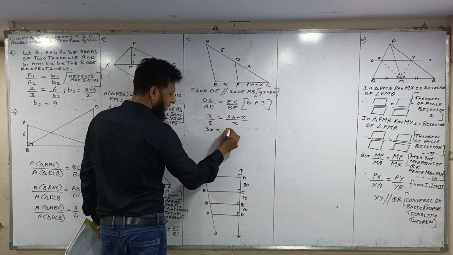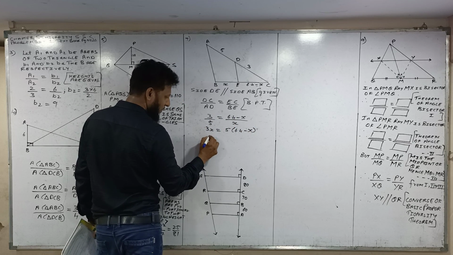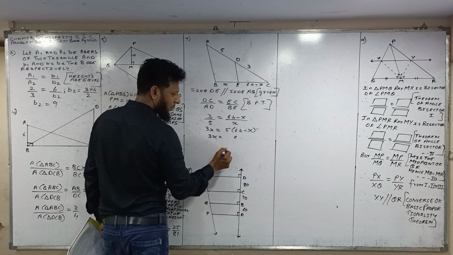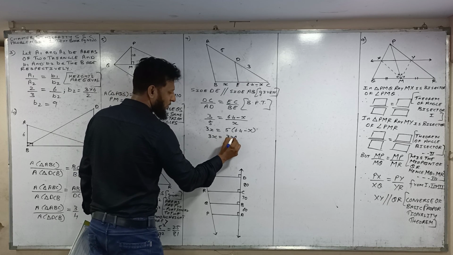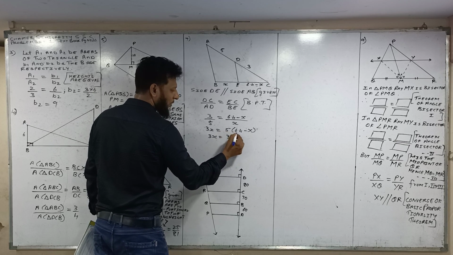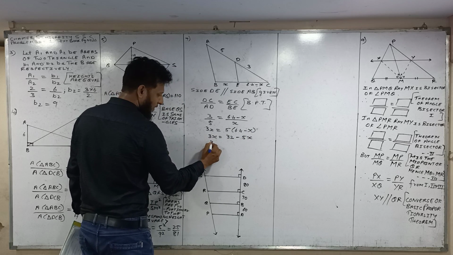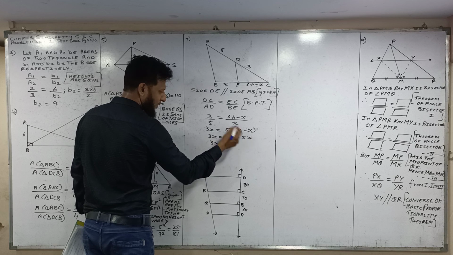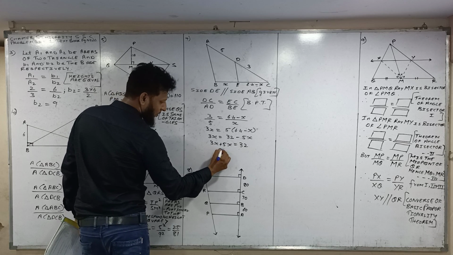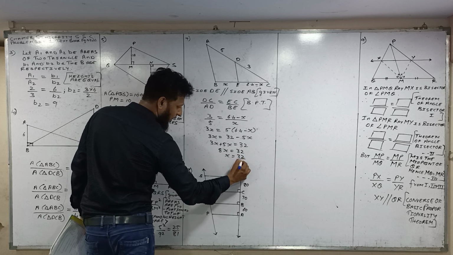Now cross multiply: 3 into X, 3X. Now 5 multiplied by 6.4 minus X. So 3X as it is. 5 times 6.4 is 32. Then 5 into X, minus 5X, so 5X will come here and become plus 5X, equal to 32. 3X and 5X make 8X, equal to 32. X is equal to 32 upon 8.